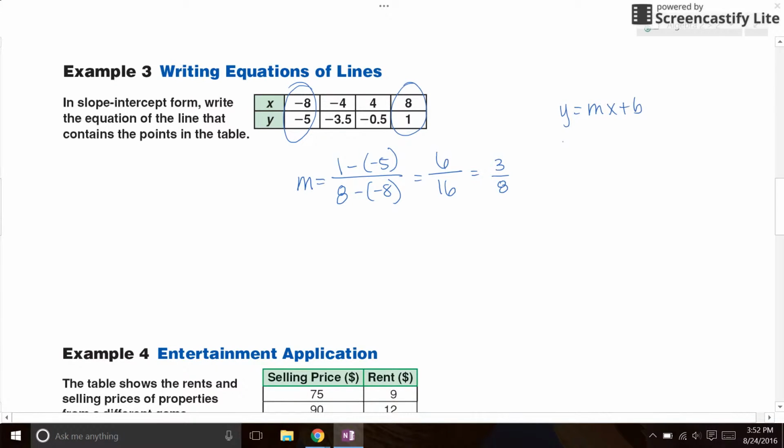And we know that I have found the slope. I found slope is 3/8. So it's y equals 3/8 x plus b. But now how the heck am I going to find b?